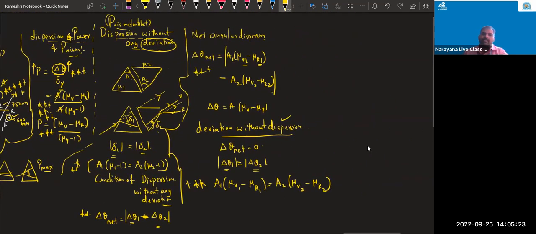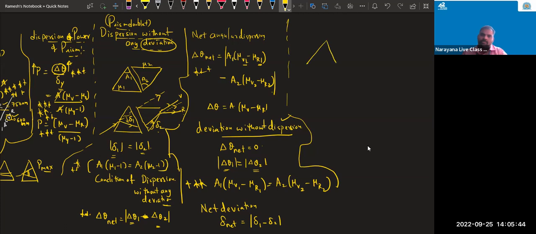But net deviation is there. How will you find net deviation? Modulus of deviation of the first prism minus deviation of the second prism. Why? Very good.